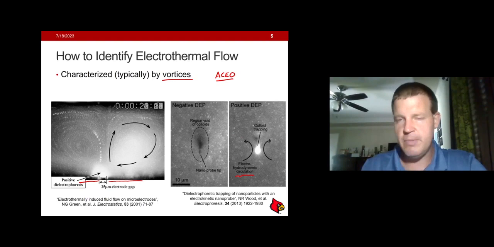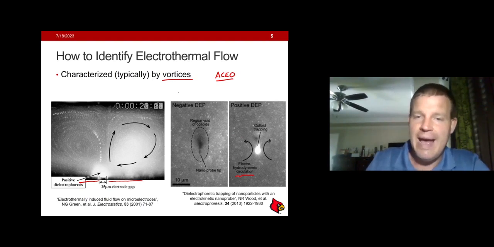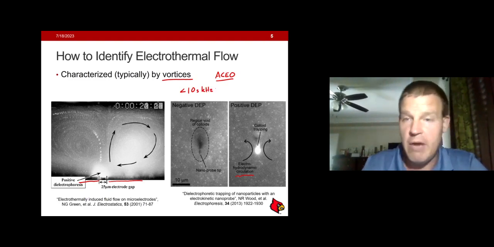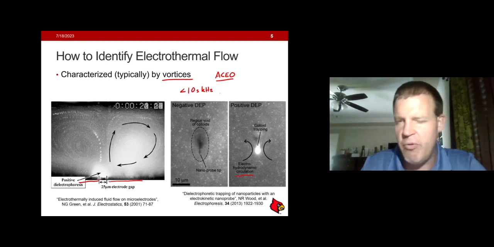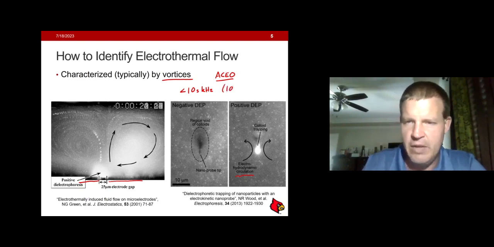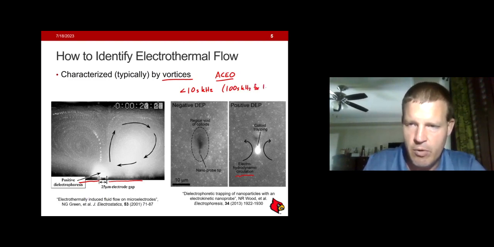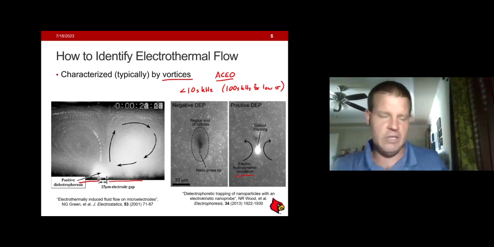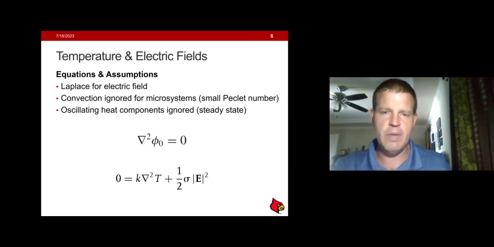So when you see this, especially at higher frequencies, it depends on the fluid conductivity, but we'll say greater than the tens of kilohertz, especially if you're in higher fluid conductivity media. If you're in low fluid conductivity media, we'll say in the hundreds of kilohertz. Then this is likely electrothermal fluid motion as opposed to AC electroosmotic motion.